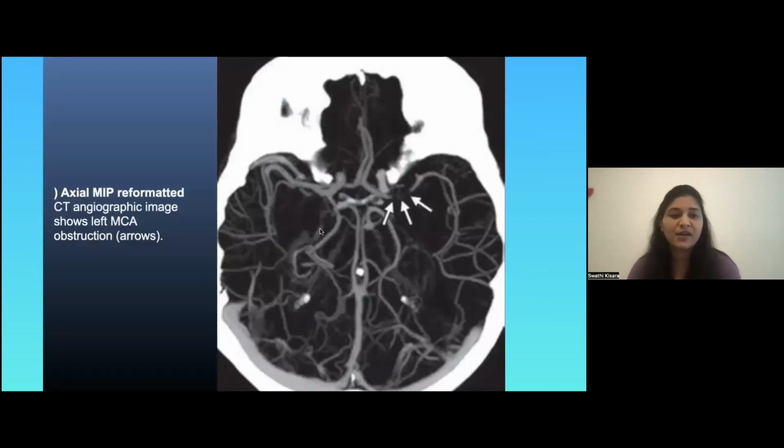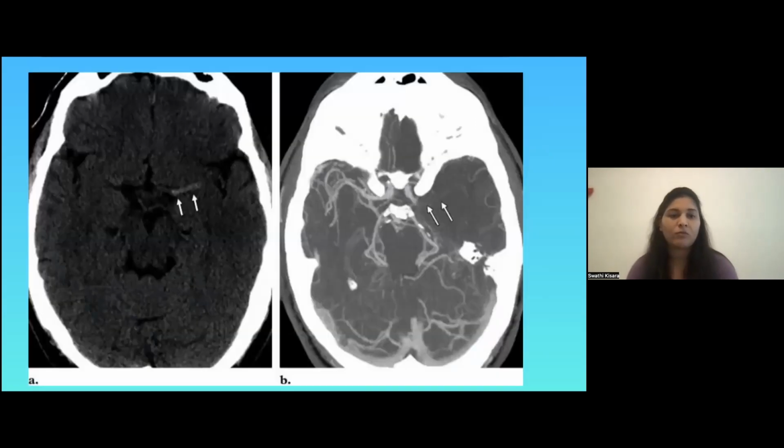This is an axial CT angiographic image showing left MCA obstruction here. This is also an axial CT angiographic image showing left MCA obstruction. There is no contrast fill in the MCA and its branches. And the corresponding CT axial image is showing a dense MCA sign.